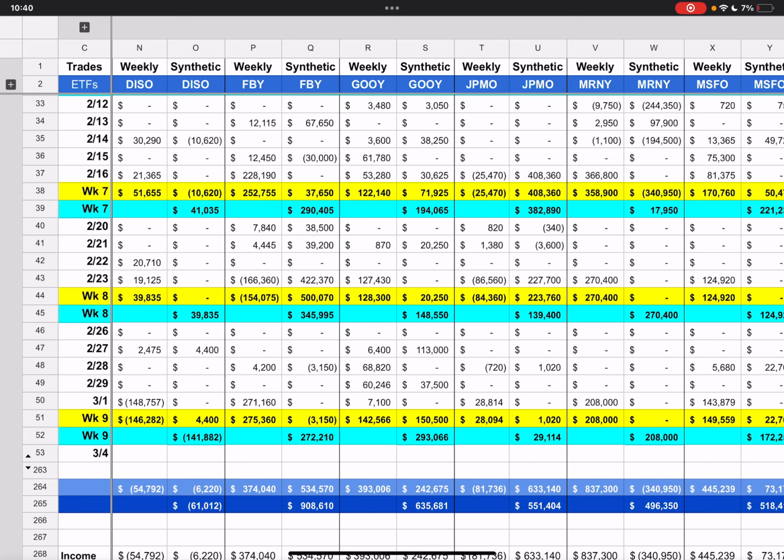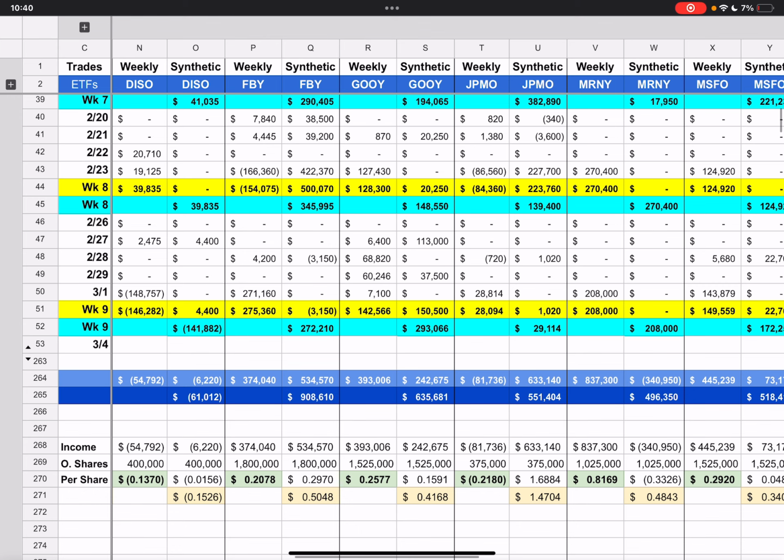So if we look at Dizzo here, those first couple of weeks we averaged about 40,000, and the last one we lost about 141,000 because of the weekly short calls. So when we go down here to the bottom, it actually shows negative for the cumulative amounts. Therefore, it shows the per share price is negative. Hopefully, they made some money on that first week.